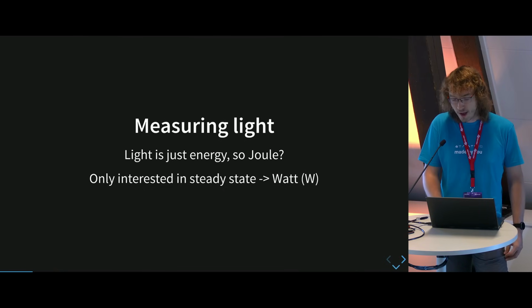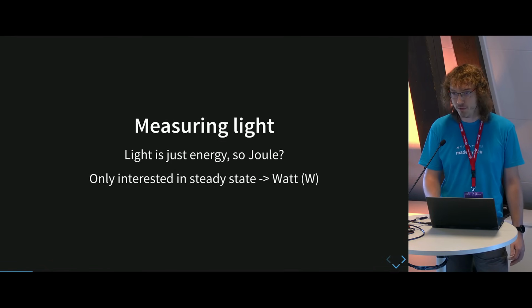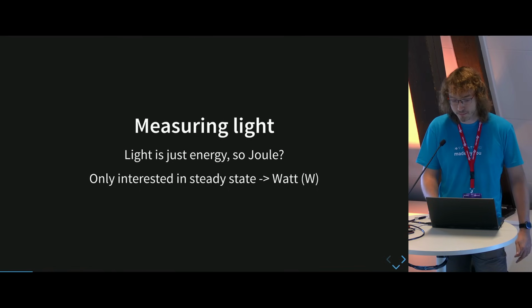Which would be joule. But there's a problem with that, which is that generally light is fast enough that we don't really care about the time aspect. We just look at the steady state. And so we want to look at joule per second, which is watt, of course. So easy, done. We're measuring a watt. But it's not that simple.